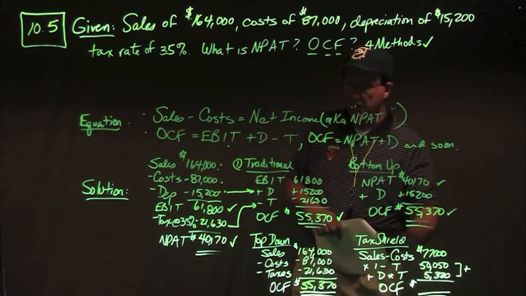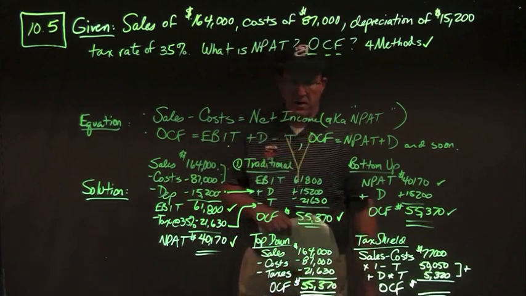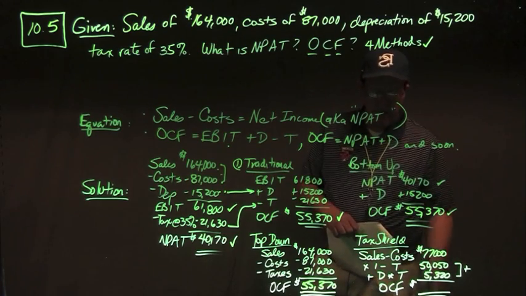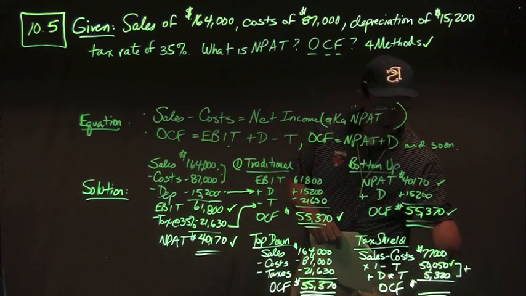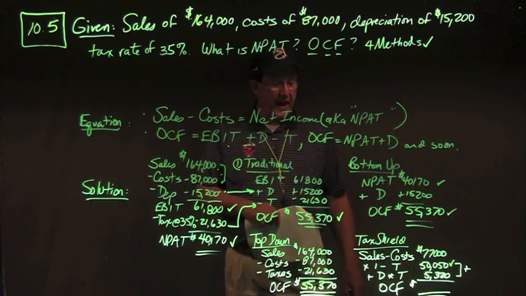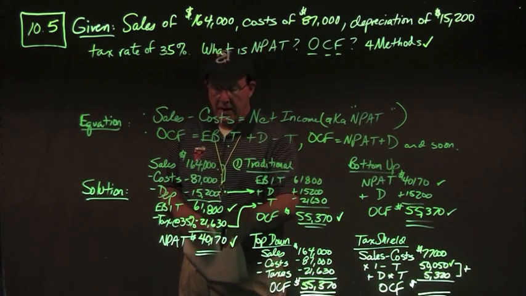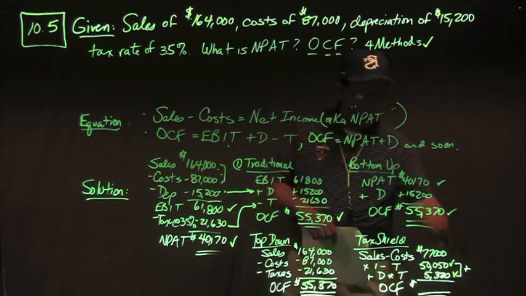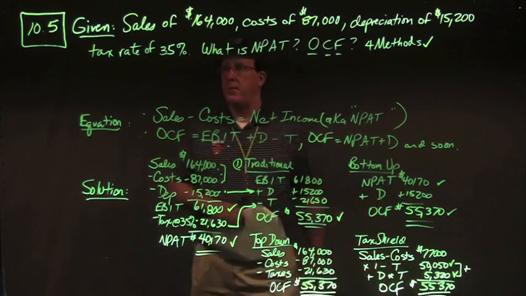And I can also use the tax shield approach, method 4, if there's no interest expense. I take my sales minus cost, so 164,000 minus 87,000, and I multiply that by 1 minus tax rate. So it's the after-tax effect of sales minus cost. I get $50,050 for that answer. I add that to my tax shield, which is D times T, depreciation of 15,200 times tax rate of 35%, which gives me 5,320. I add those 2 pieces together and I get an OCF of 55,370. And there are your answers to problem number 5.